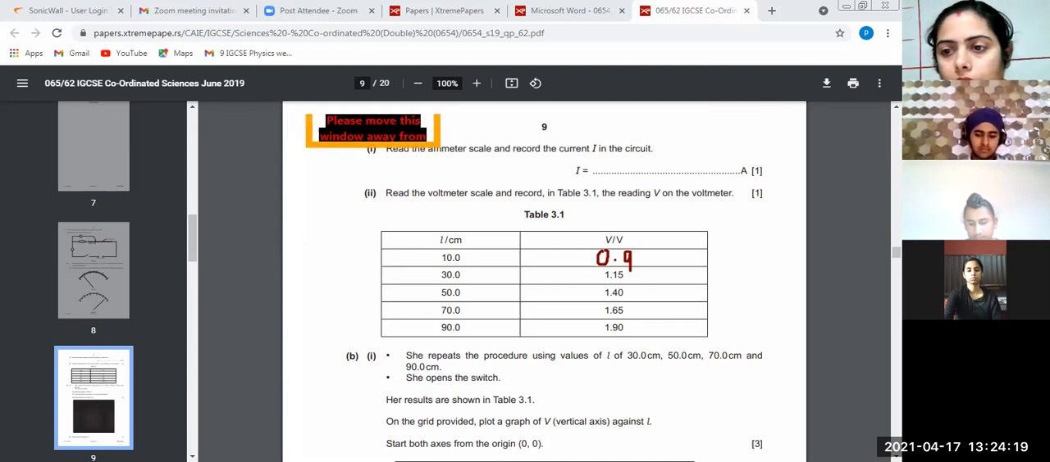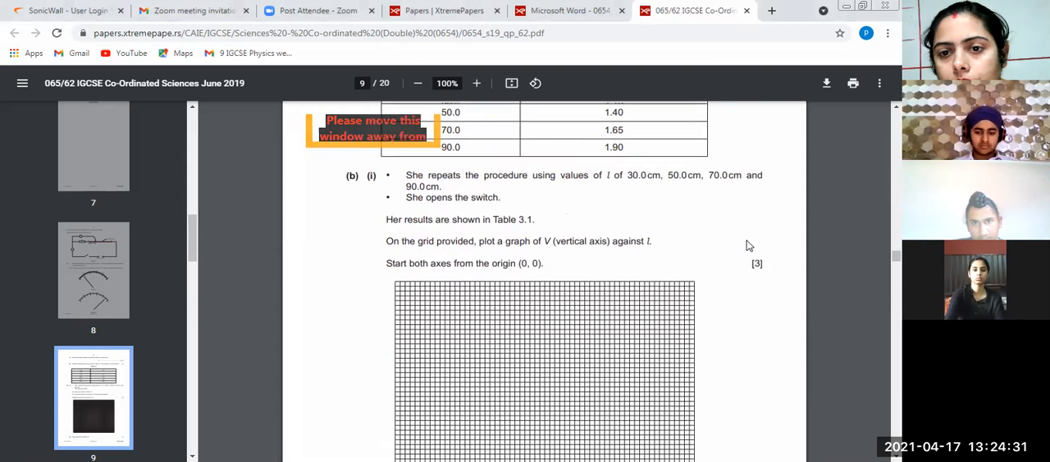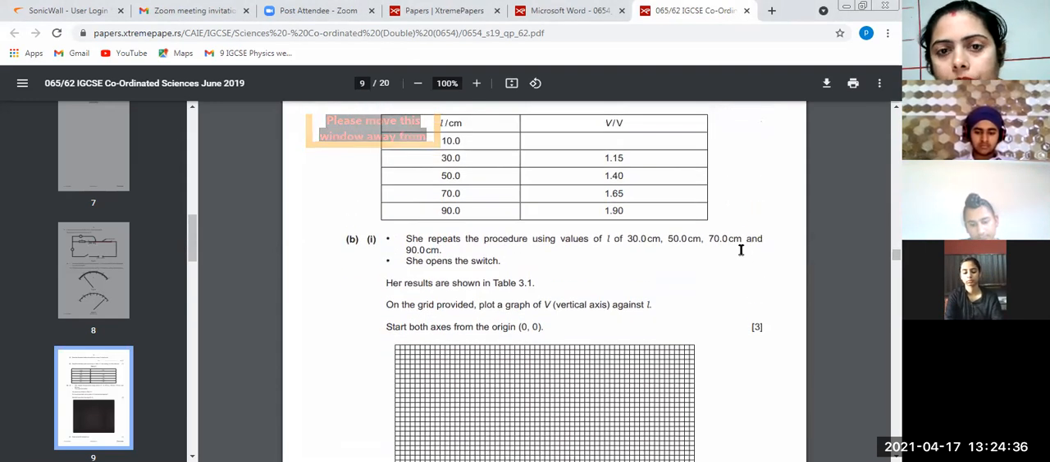Yes, Dilpreet. I am going to do it on the screen. Where you are facing a problem, please try to understand that. Okay, so this is your grid. They are saying that on the vertical axis you are going to write V.